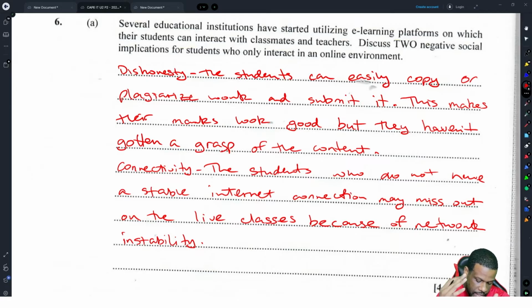Yeah, so you have dishonesty, you have connectivity. Dishonesty, if you take it from the educational perspective, they could be dishonest a lot. Connectivity will be like they can't connect properly. You could also put in socialization. They won't know how to talk to people. They won't know how to respect others and all that kind of stuff. Yeah, it's a highly sociological answer. Go to town. Do your best.